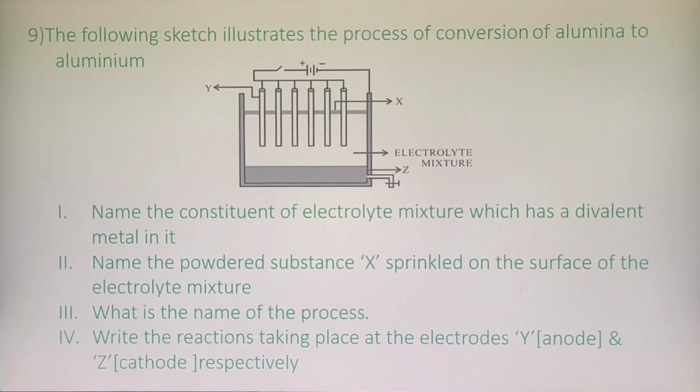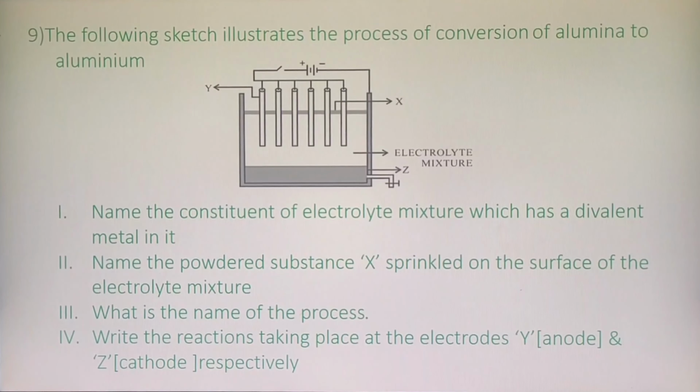You have to name the part of the electrolyte mixture which has a divalent metal inside it. What is the meaning of the word divalent, children? Whose valency is 2. It can be plus 2 or minus 2, which they have not mentioned, but they have mentioned it's a metal. So we know metals here have a valency of plus 2. So the question is, name the constituent of the electrolyte mixture which has a divalent metal in it.